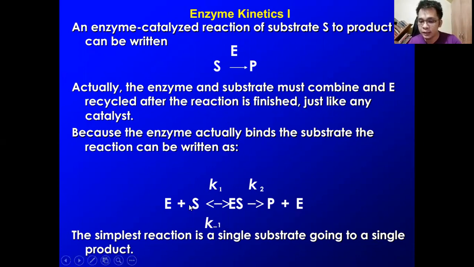And take note, guys, that the enzyme plus substrate and enzyme-substrate reaction is a reversible reaction. It is assumed in the Michaelis-Menten equation. So in-assume nila yan. That is one of the conditions in order to establish the Michaelis-Menten equation. So this is the typical equation.